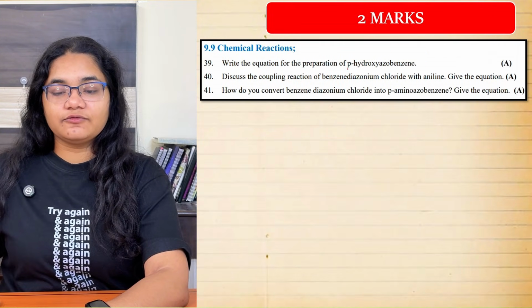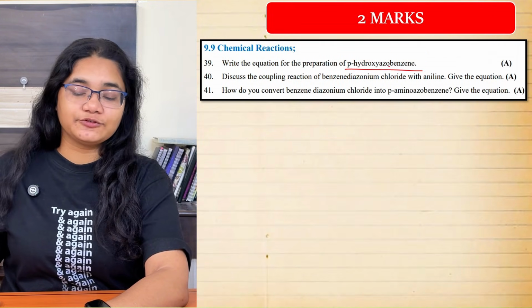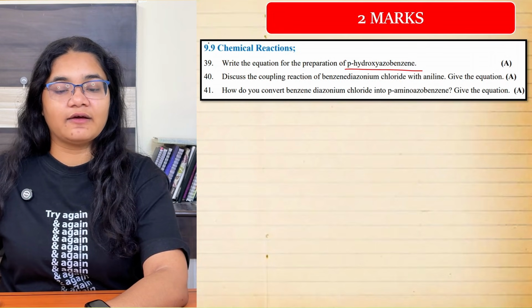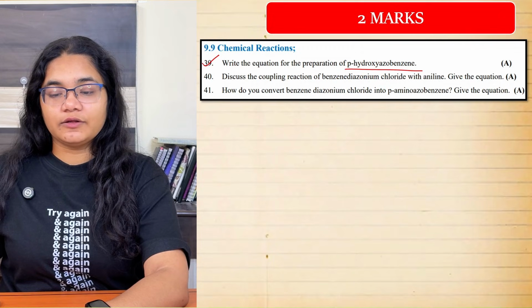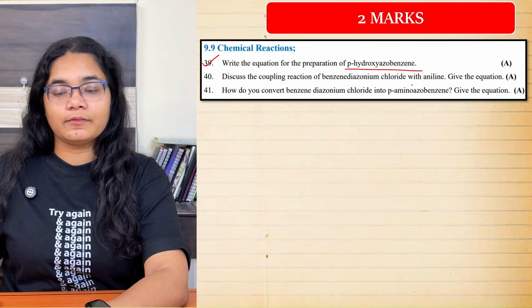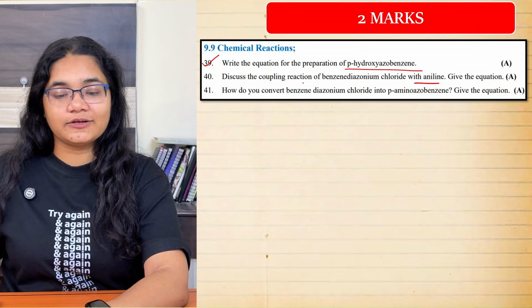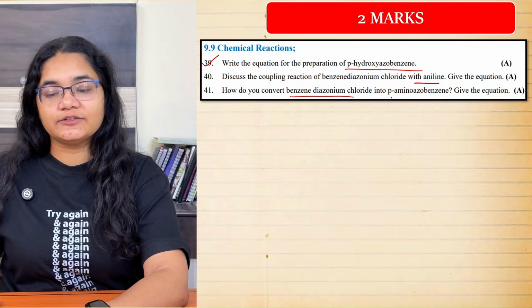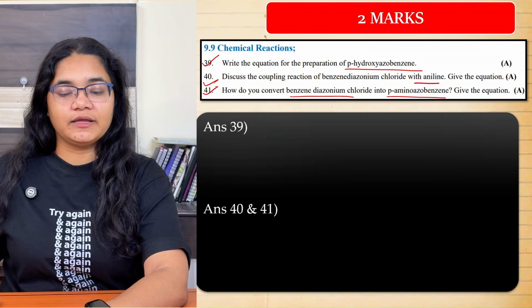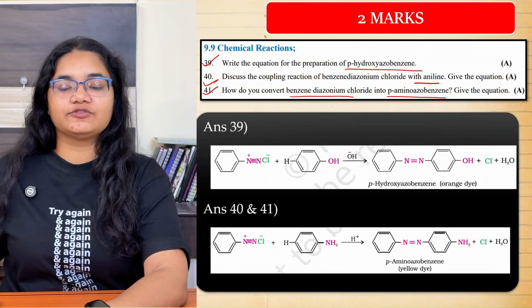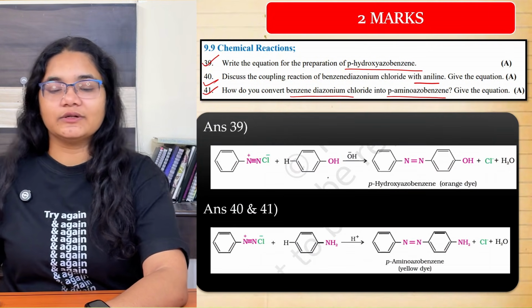Next, what is the equation for the preparation of para-hydroxyazobenzene? This is again a coupling reaction. We have already discussed this question. Next is the coupling reaction with chloride and aniline. This one is also a coupling reaction. How do you convert benzene diazonium chloride to para-aminoazobenzene? These questions are all from coupling reactions and we have discussed all of them. You can see once again on the screen.